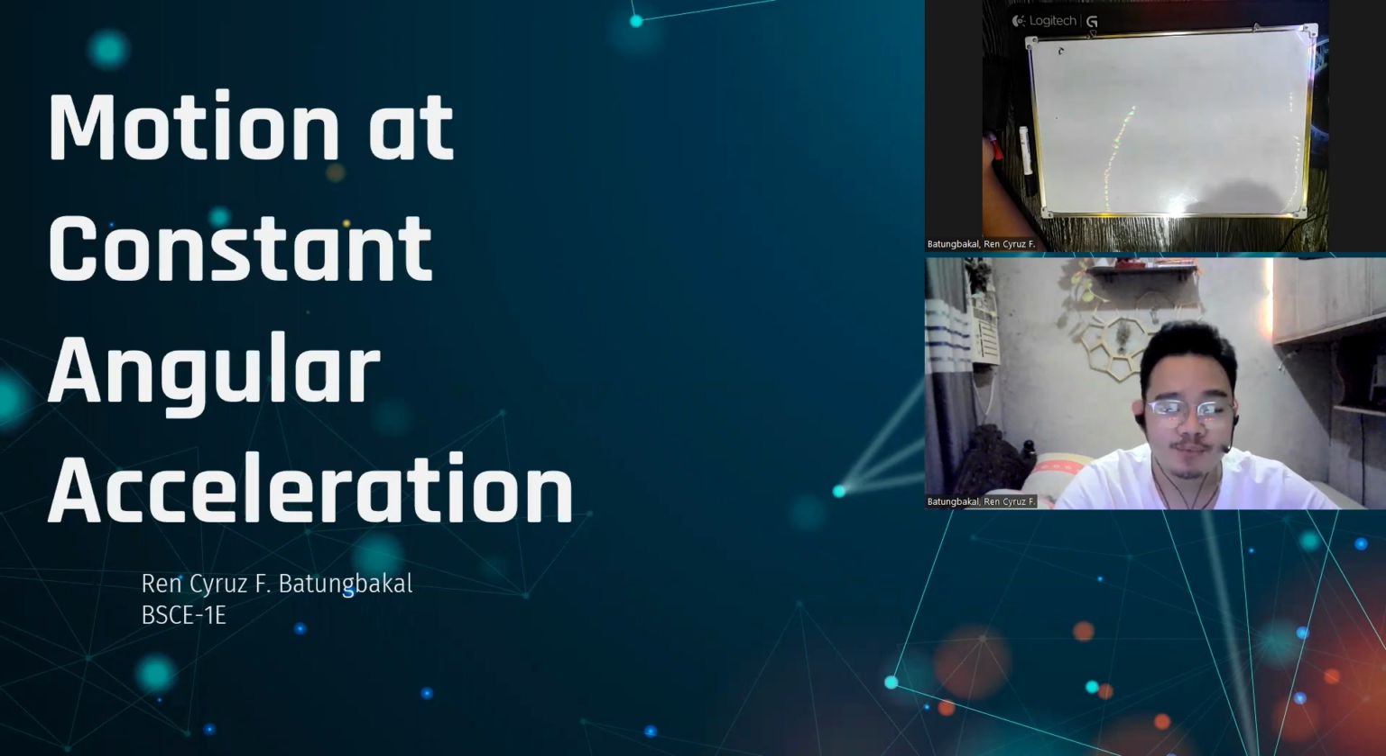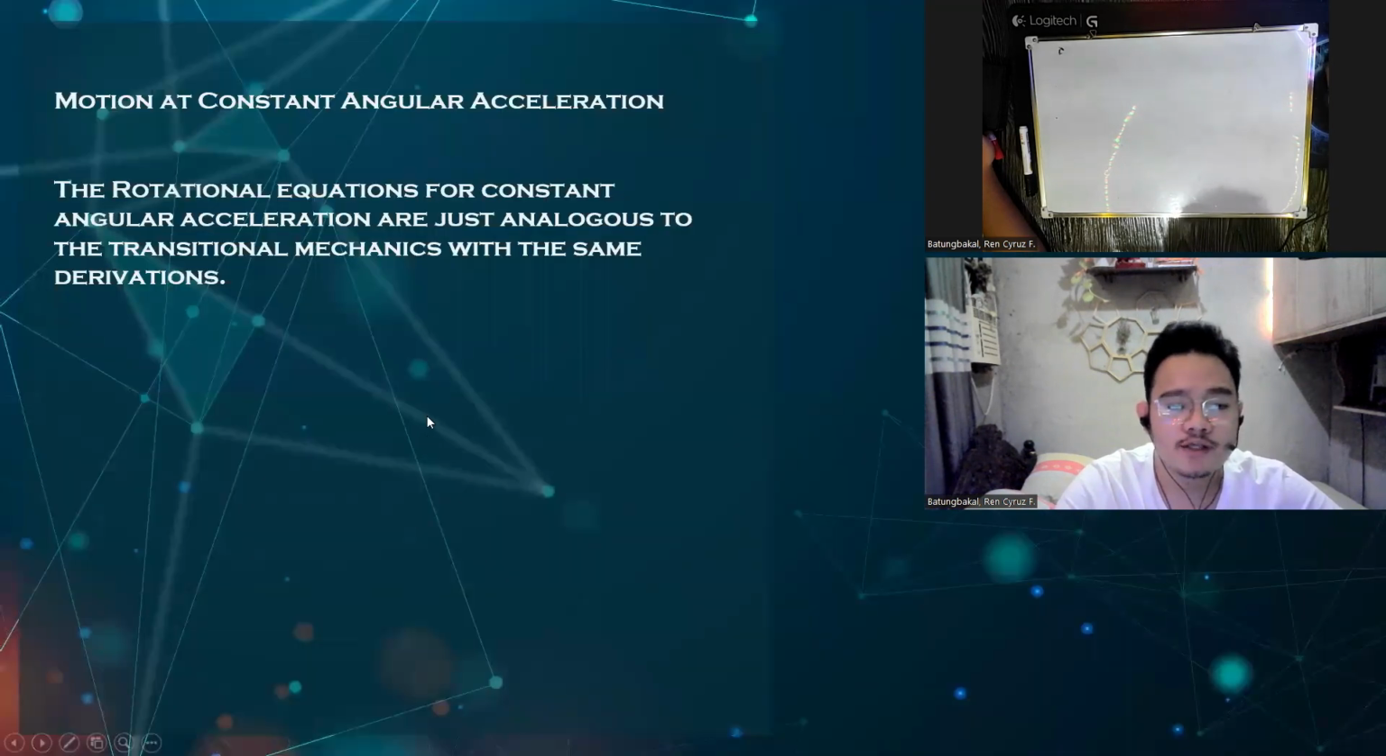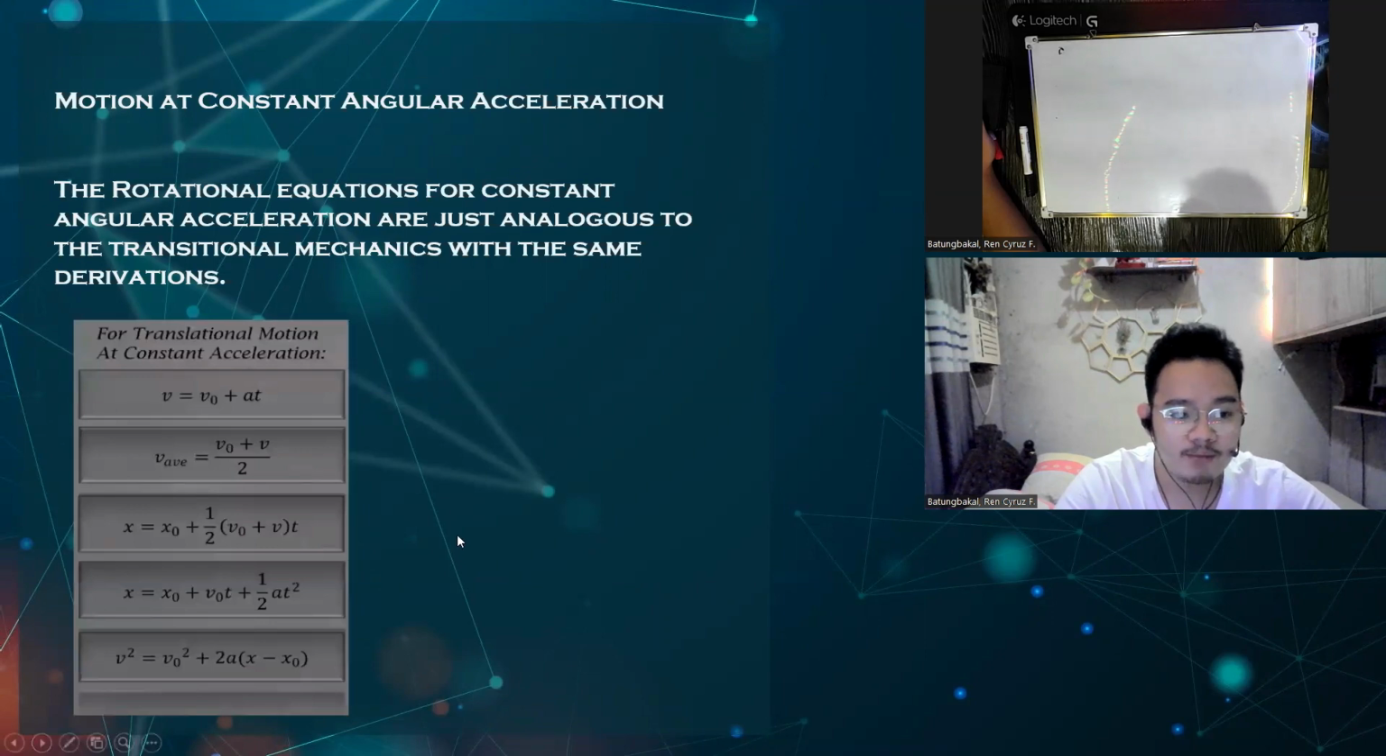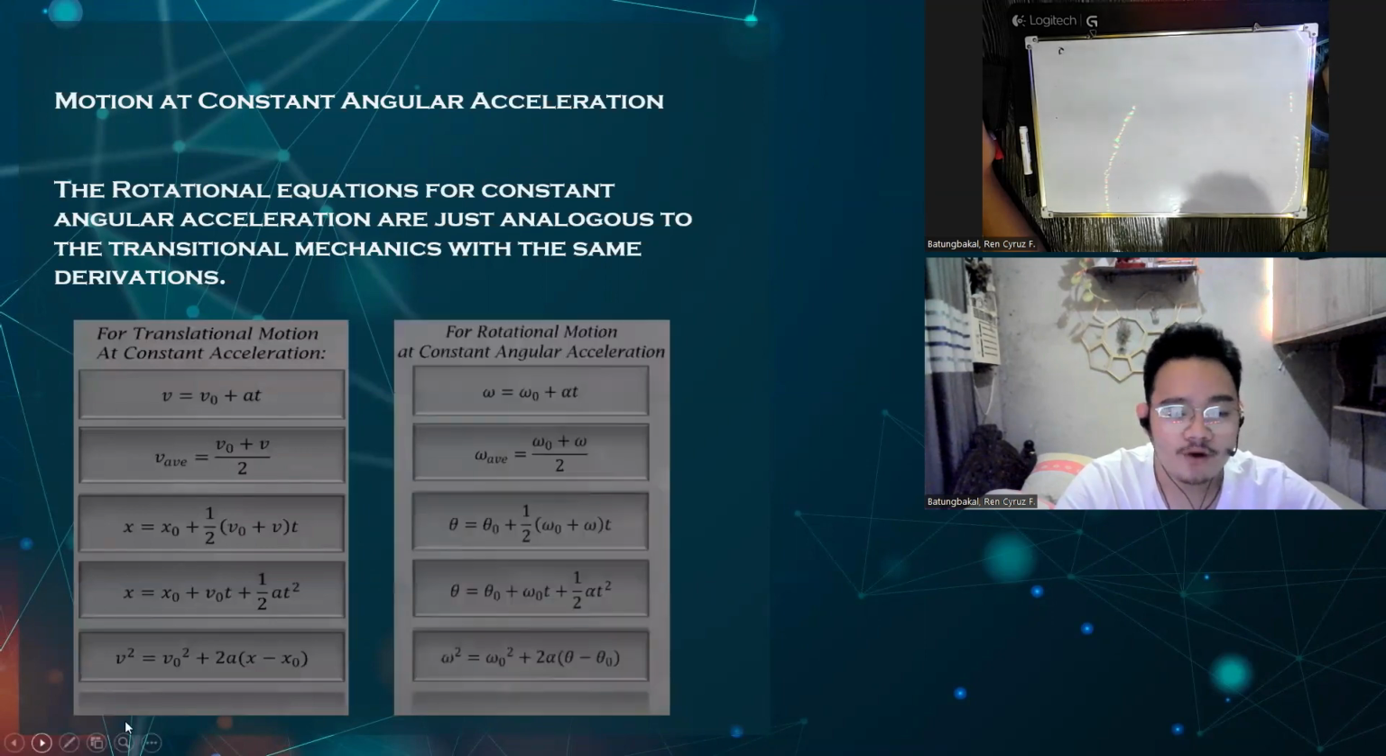In this video, pag-uusapan naman po natin yung motion at constant angular acceleration. But before we go on to our example, I will first read the definition and show you the formulas for this one. So, motion at constant angular acceleration. The rotational equations for constant angular acceleration are just analogous to the translational mechanics with the same derivations. So we have the formula for translational motion at constant acceleration and the formula for rotational motion at constant angular acceleration. Now that we already know the definition and the formulas for our topic, we'll now go on to our example.